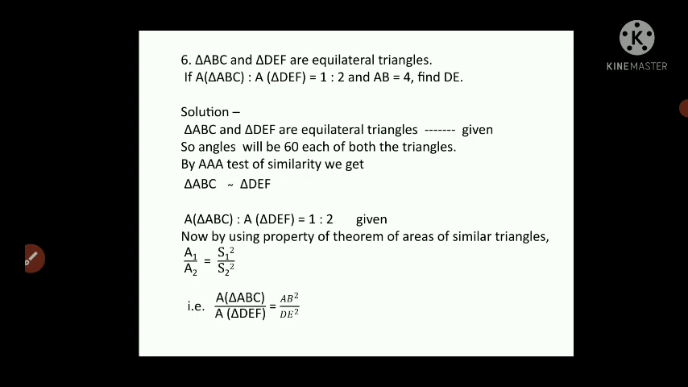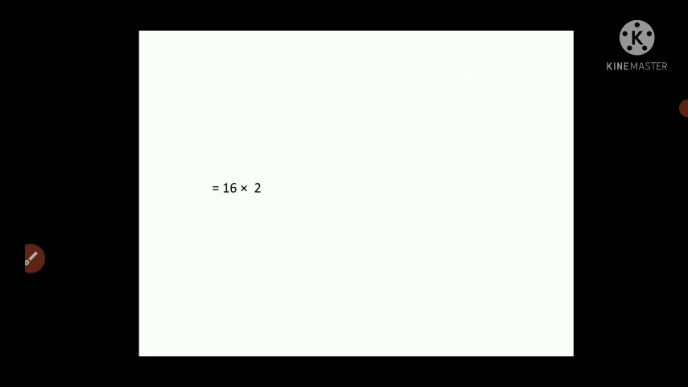That is, A1 is the area of triangle ABC, upon A2, the area of triangle DEF. S1 is AB square and S2 is DE square. So students, we will substitute the values. Area of triangle ABC upon area of triangle DEF is equal to AB square upon DE square.